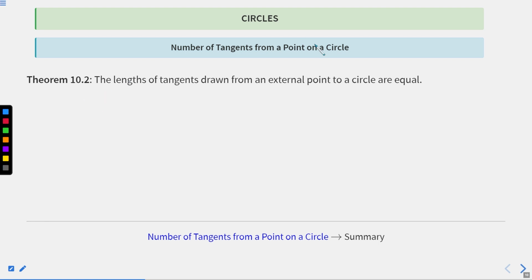So let us see theorem 10.2. Students, the lengths of the tangents drawn from an external point to a circle are always equal. So PT1 and PT2 in our figure 10.3, these two lengths of the tangents are basically equal. The lengths of the tangents drawn from an external point to a circle are always equal. So let us prove it.